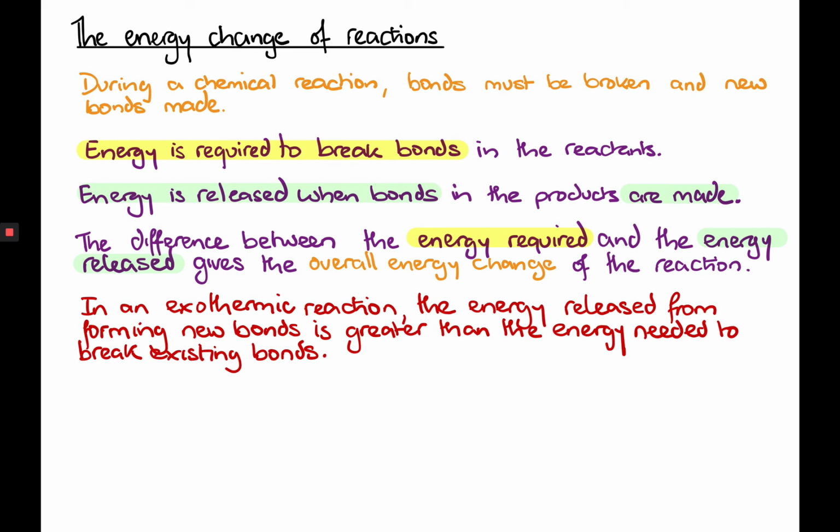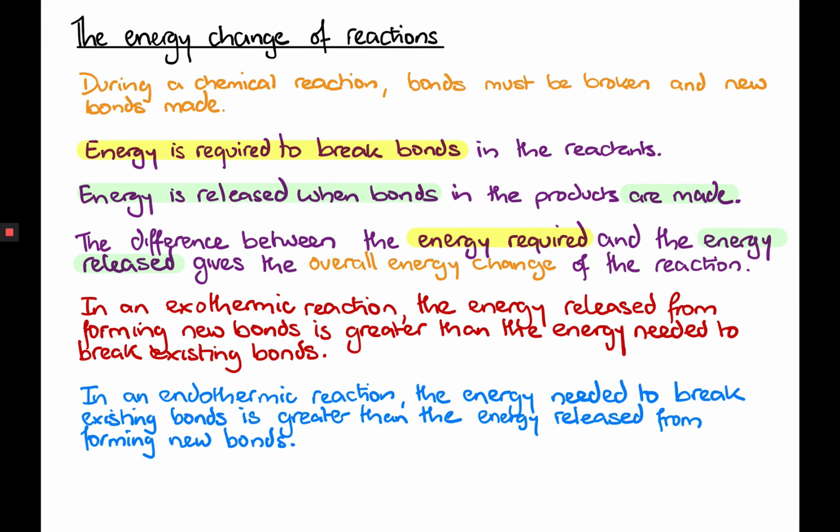So how we know which is that in an exothermic reaction, the energy that's released from forming the new bonds must be greater, must be bigger than the energy that was needed to break them. So maybe we had to pay £10. It's like spending money. So we pay £10 to, obviously not to break the bonds, but we get £15 back. Okay, so that's how we can think of it with an exothermic reaction.